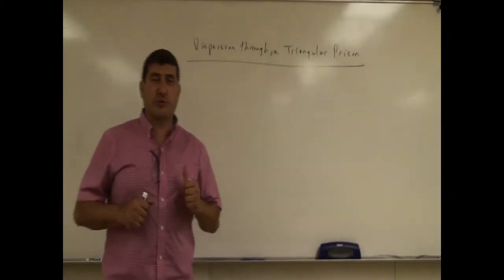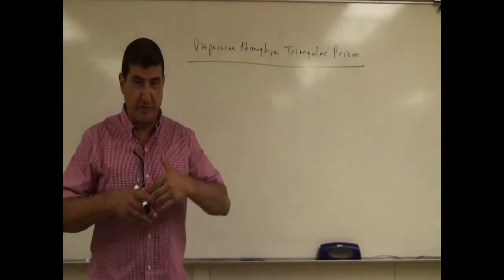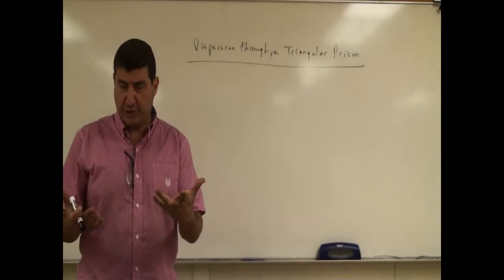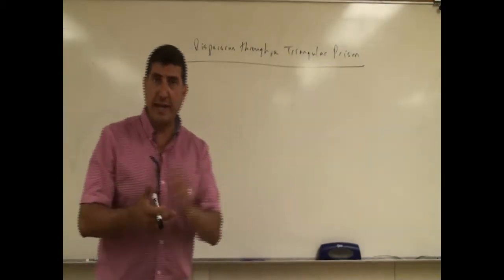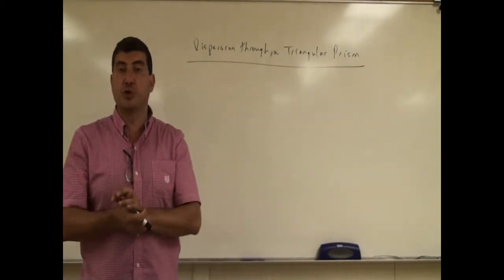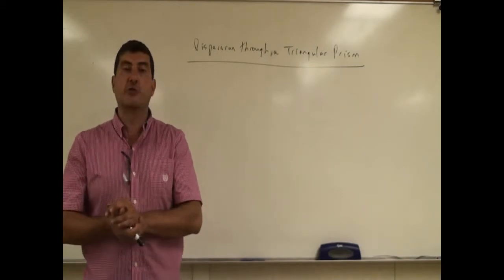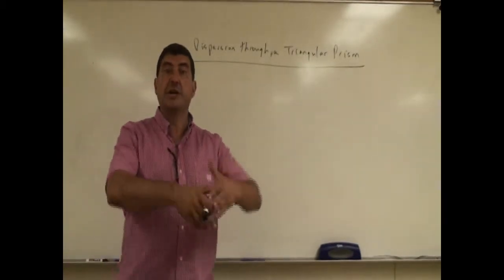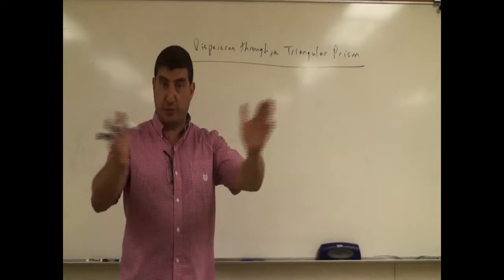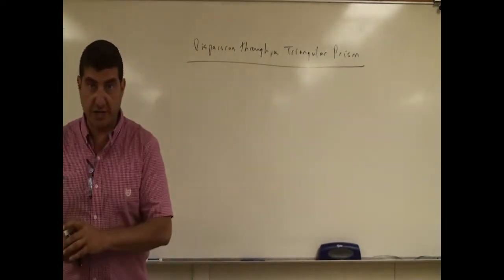Welcome back. Now I'm going to do a problem to illustrate the concept of dispersion. When white light goes through rain, it disperses and creates what's known as a rainbow, right? And when white light goes through a prism, it also disperses, separates out, and it also creates a rainbow.